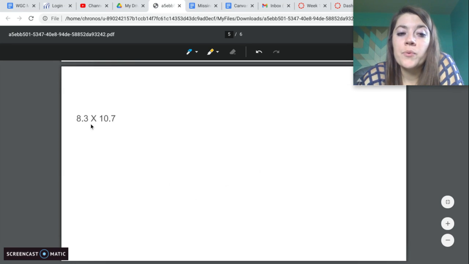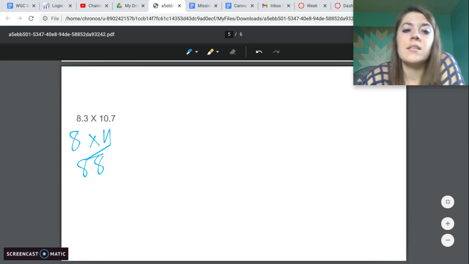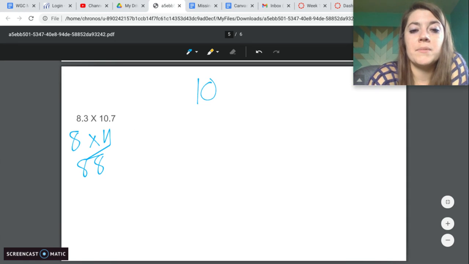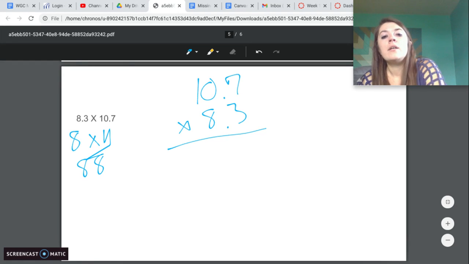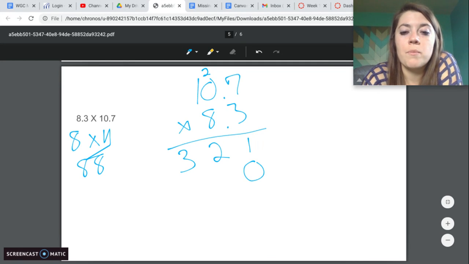All right, so here we have 8.3 times 10.7. So we can say that this is 8 times 11, which is 88. So a bit on the high end of the rounding, so we'll see how that alters it, but multiply this out. I'm going to put the 10.7 on top. You can put the 8.3. Remember, multiplication is commutative, so we can switch them around. So 3 times 7 is 21, so we put a 1 down, carry the 2. 3 times 0 is 0, plus 2 is 2. 3 times 1 is 3. Now we move on to the tens place, so we put a 0.